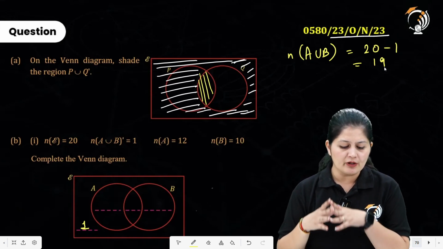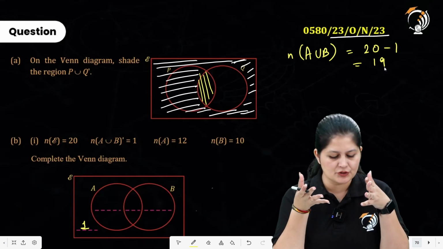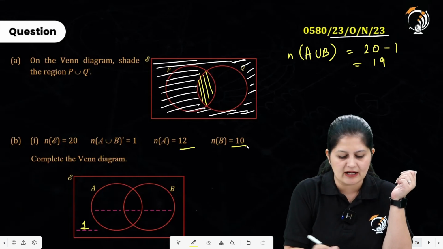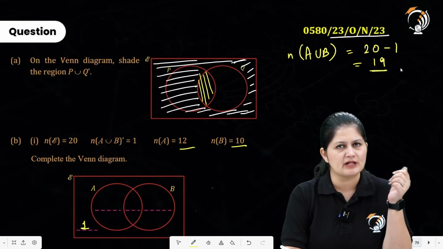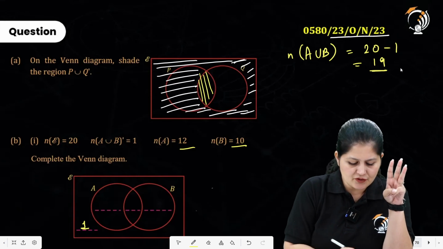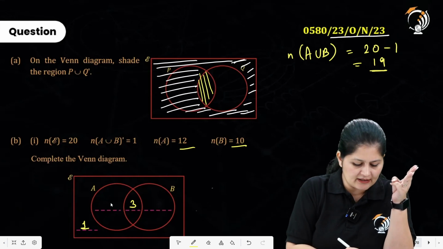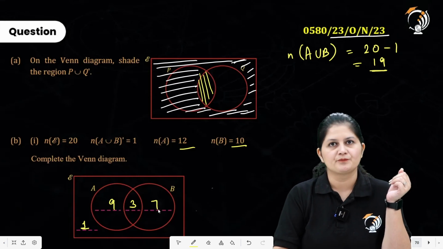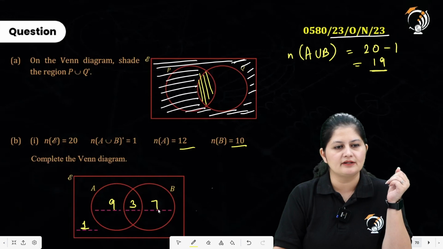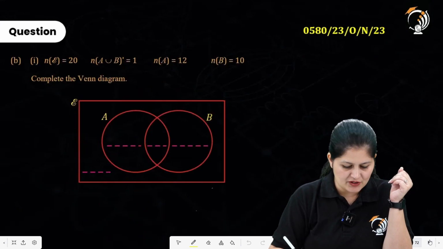Again, you can do it with any method you wish to. You can take it as x, y, z, or you can just do the sum of 12 and 10, which comes out to be 22. And here it needs to be only 19. So that means we are over by 3. Correct? So we are going to have 3 here. How many are left from A now? 9 are left. And how many are left from B? Only 7 are left. So that is how you are going to complete the Venn diagram here. Understood? So this is the same question here.